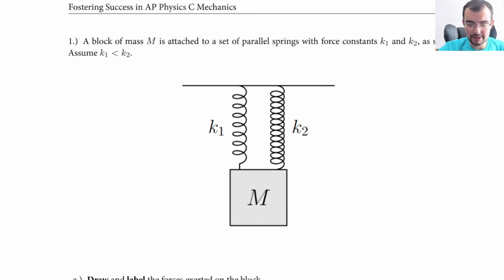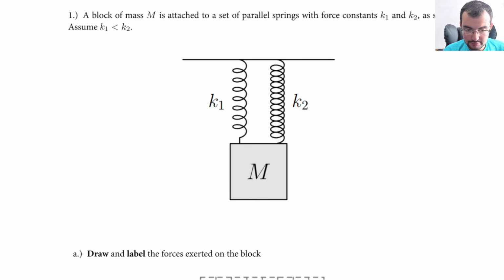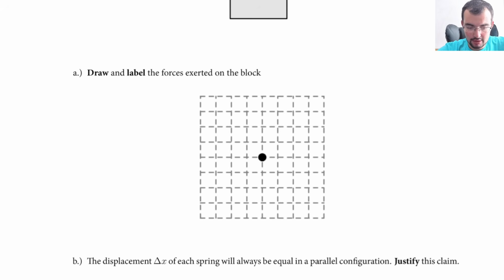So, let's do a derivation now. A block of mass m is attached to parallel springs. Assume that K1 is less than K2. So usually I try to denote my bigger spring constants as more compressed or bulkier looking. So let's draw the forces exerted on the block. So, of course, the block has weight.